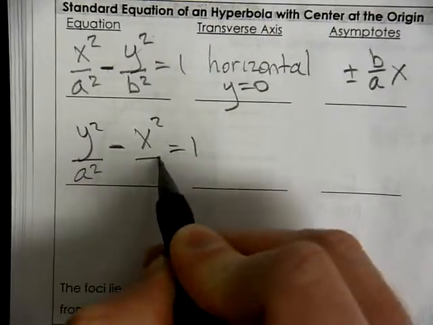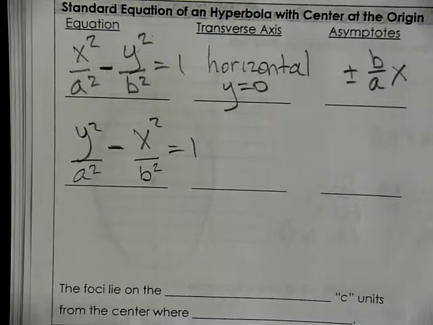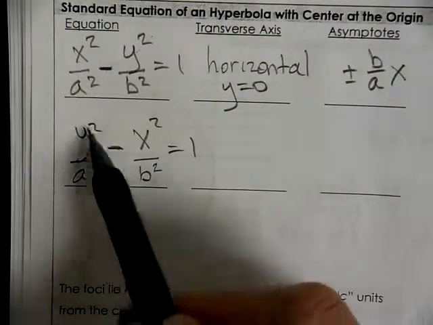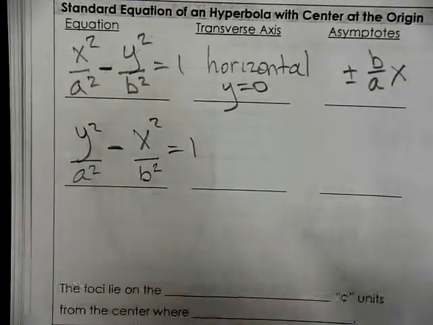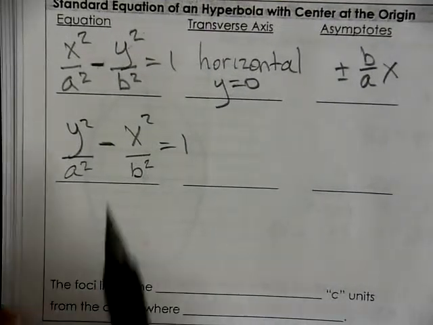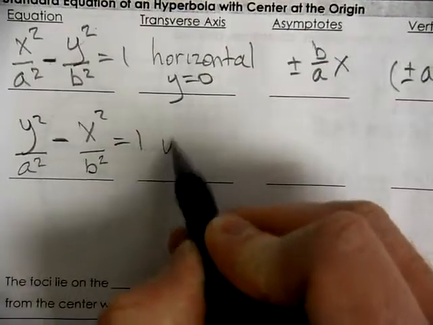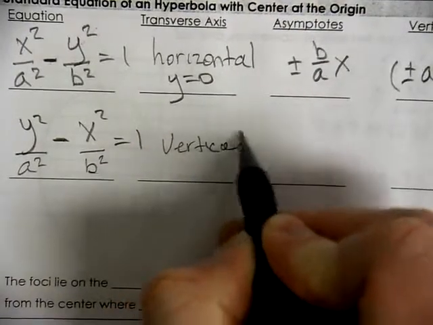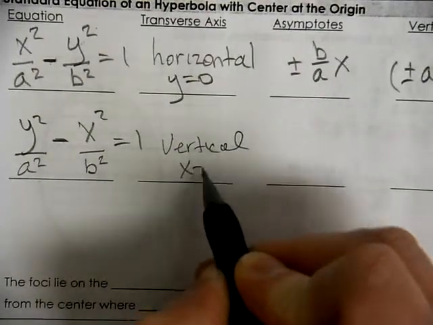The a value still comes first, a squared, b squared. The a is following the y, so you know it's opening up and down for a hyperbola. So we have a vertical transverse axis, which would be x equals 0.